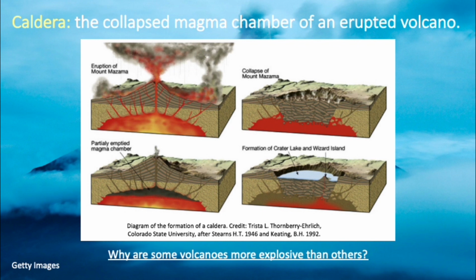But caldera formation, and the fact that we see a large distribution of changes in elevation due to eruptions and caldera sizes, begs the question: why are some volcanoes more explosive than others? I have another little short clip that I think does a great job of explaining and demonstrating why some volcanoes are more explosive than others.